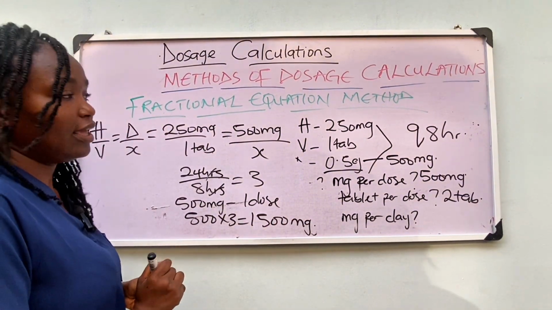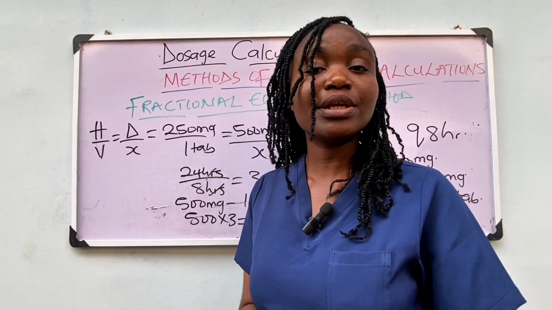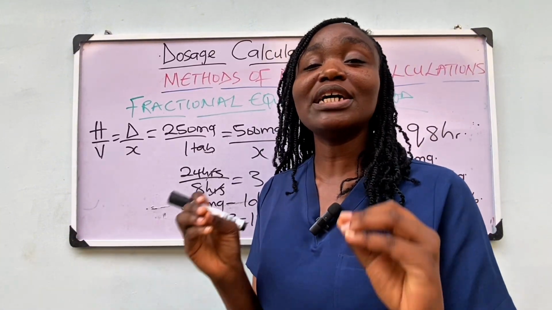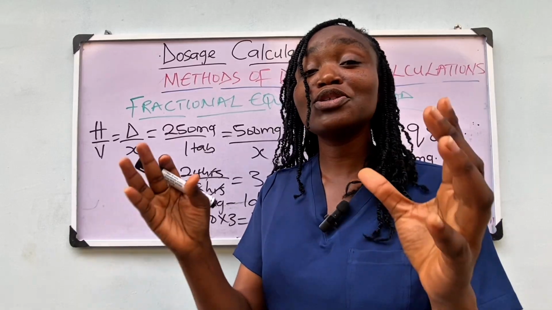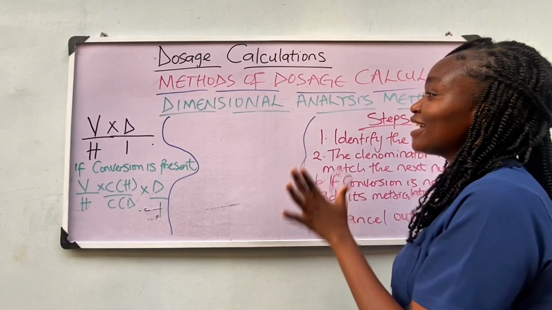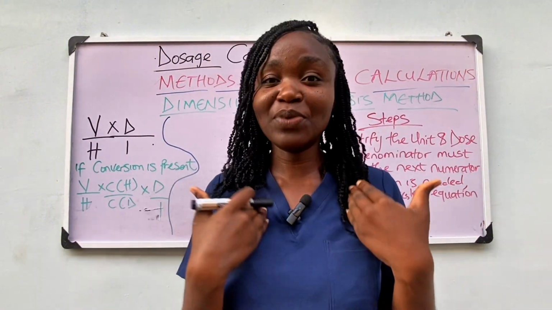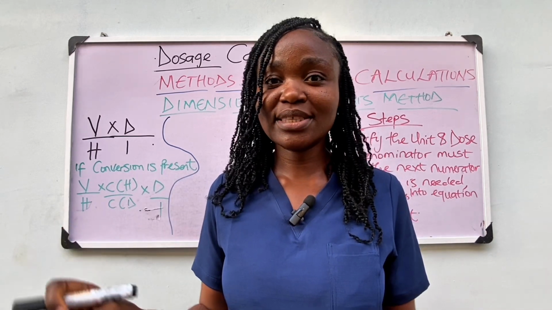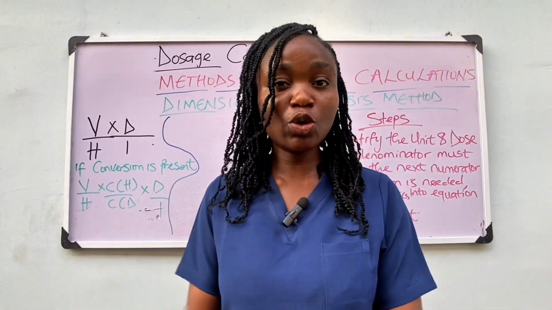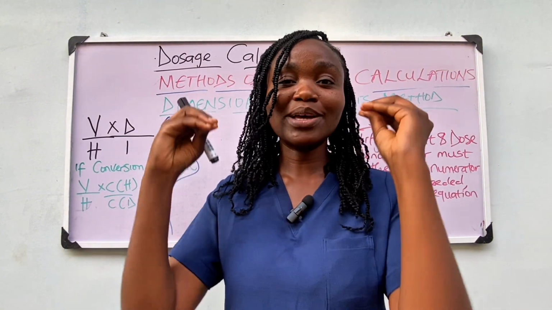All right? So that brings us to the end of this example using our fractional equation. And now we are going to look at how to solve using dimensional analysis, which happens to be the most used method of dosage calculations. Dimensional analysis is one of the best methods. The only advantage that I personally see is that there is no need for separate conversion. So even when we have conversions to be done in a particular question, we don't have to convert separately. Everything is set up as one equation.